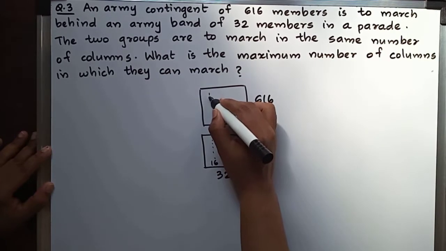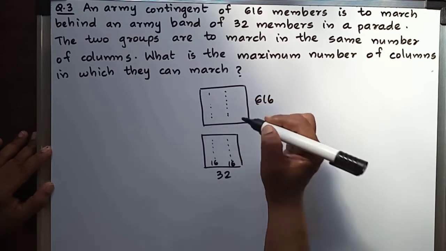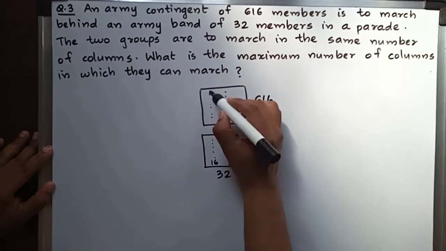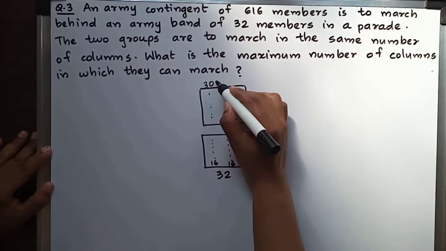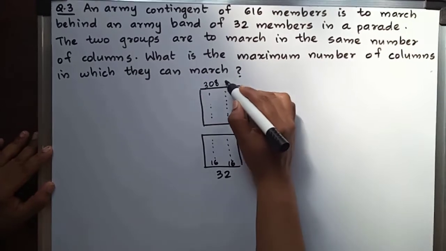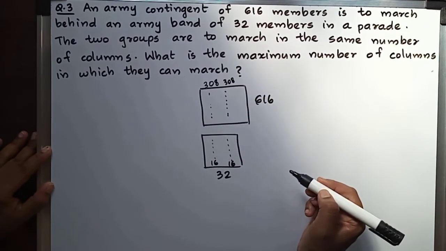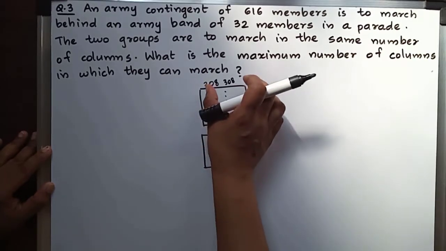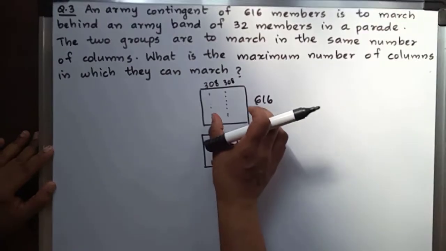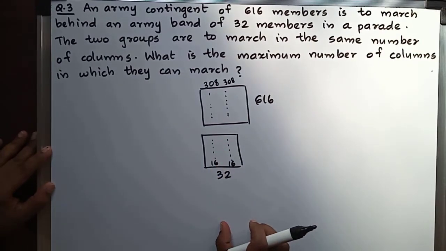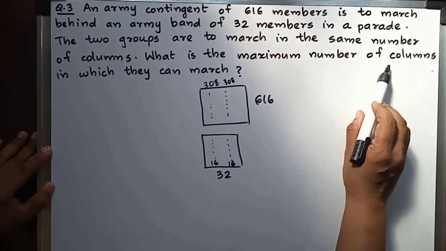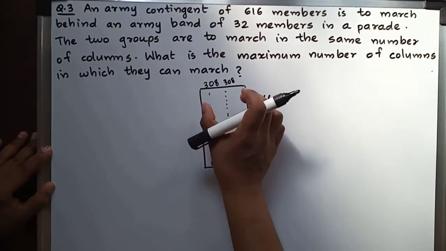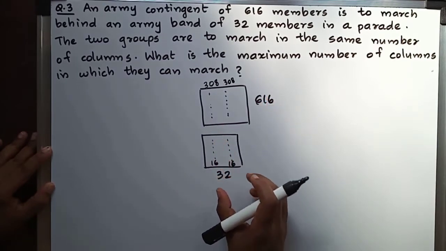Here also we can arrange them in two columns. 616 can be divided by 2. That means 308 people will be in one column and 308 in the other one. Like that we have to arrange them in such a way that they are moving with the same number of columns. Here what is asked: what is the maximum number of columns in which they can march? What is 2 actually?